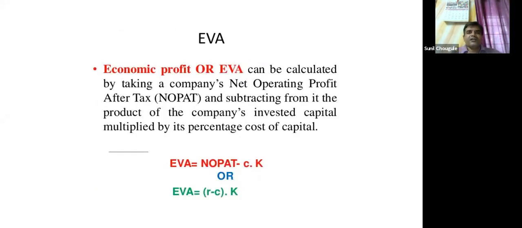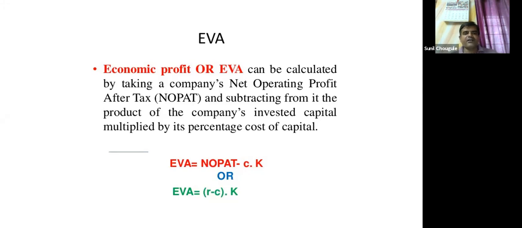So EVA is calculated by taking a company's net operating profit after tax, that is NOPAT, net operating profit after tax. As with all these terms, in every slide you will know that these terms are relevant to finance. So I have to go through them the way they are. There is no explanation or imagination I can add. That's why we are going like this, and subtracting from it the product of the company's invested capital multiplied by its percentage cost of capital.